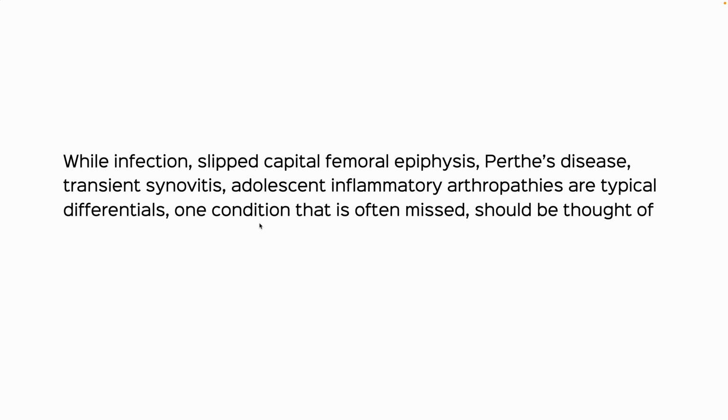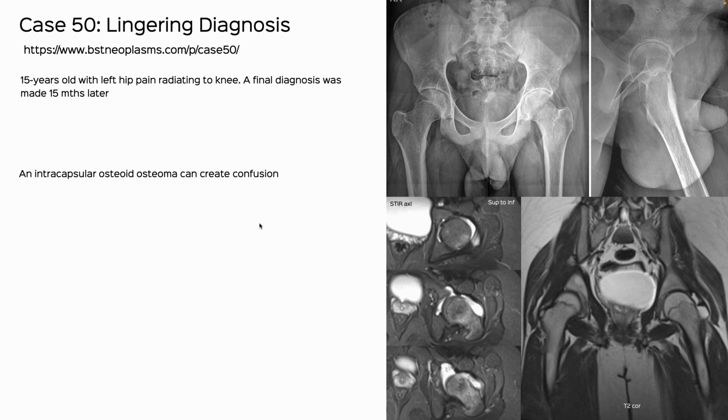So the standard differentials would be anything that causes a monoarticular progressive arthropathy. So infection, Perthes, slipped capital femoral epiphysis, undiagnosed. So these can then lead to an arthropathy. Transient synovitis usually is not an issue. Adolescent inflammatory arthropathies, juvenile rheumatoid arthritis, juvenile axial spondyloarthritis, etc. But there's one condition that is often missed.